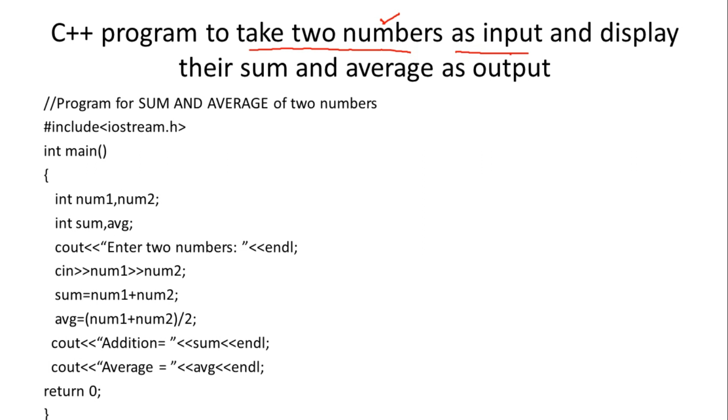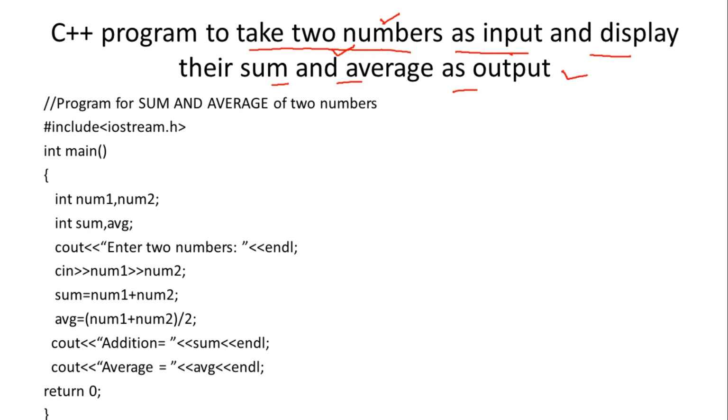So two numbers will be entered by the user, and the program will display their sum and average as the output. So two variables will be required. Why? Because in the aim it is given to perform the sum and average on two numbers. So how many variables are required is decided based on the aim.